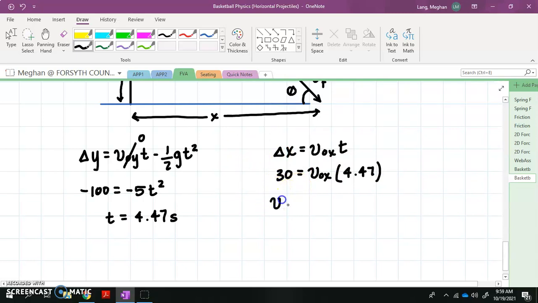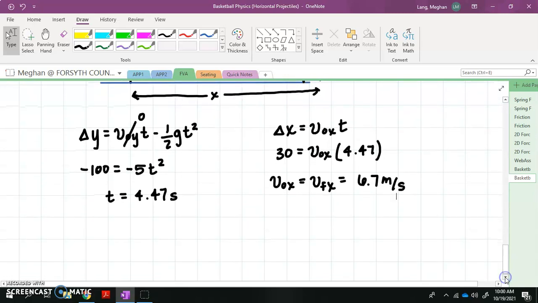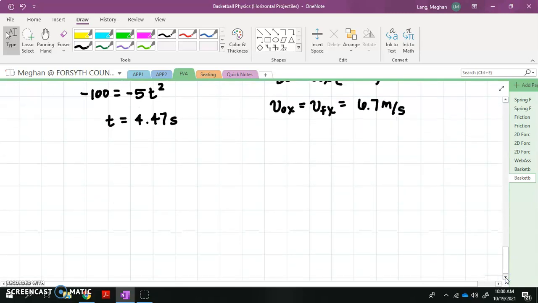So our initial velocity in the x, which would also be our final velocity in the x because there's no acceleration, is going to come out to be 6.7 meters per second. All right. So then next thing I want to find is my final velocity in the y direction. So I have it in the x direction. I want it in the y direction because I'm going to find my total final velocity.